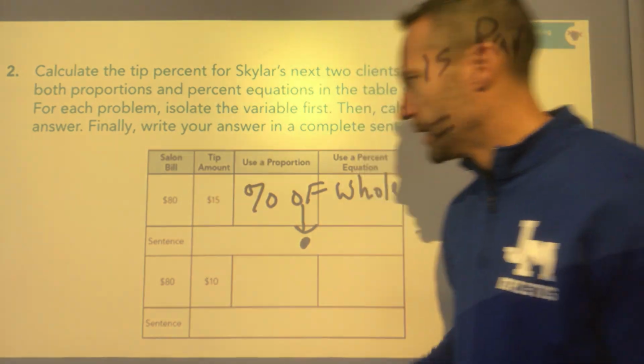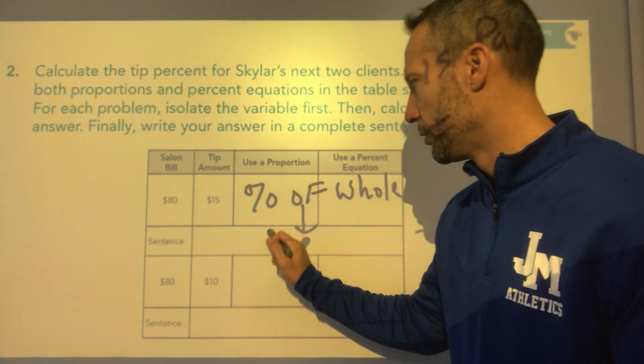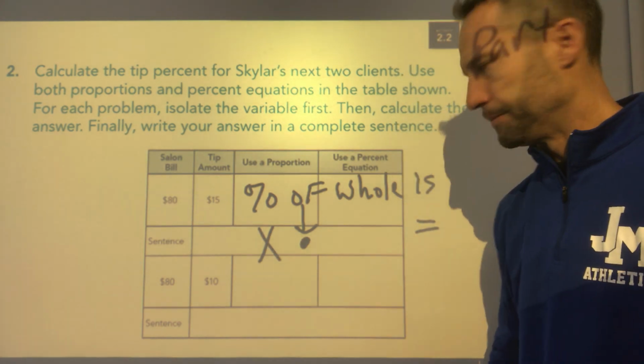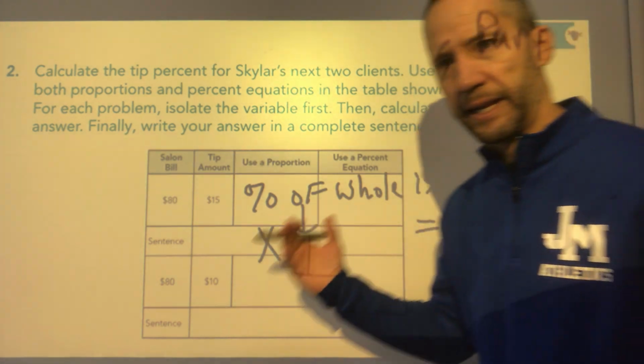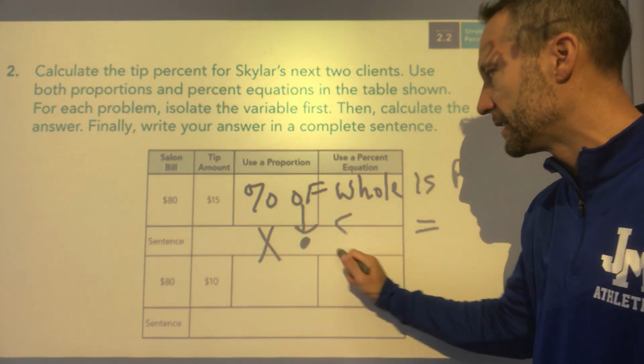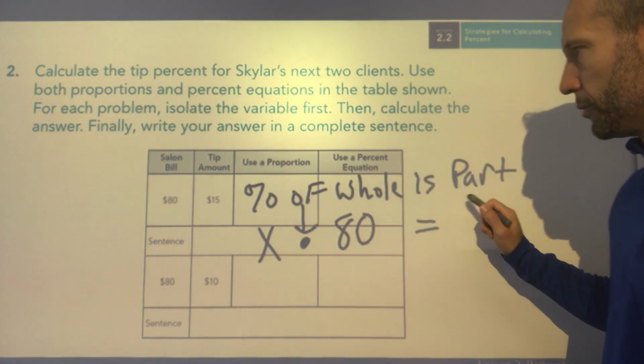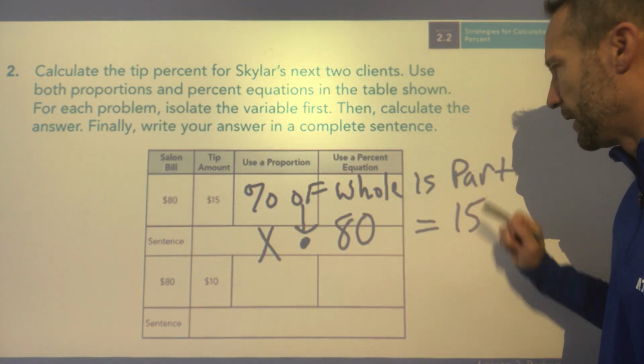So in this case, again, we don't know our percent. We're looking for that percent tip. So we don't know what that is, so I'm going to put an x there. Our whole, again, is our total bill, our original price, which in this case is $80. And then our part is our tip, which in this case is $15.